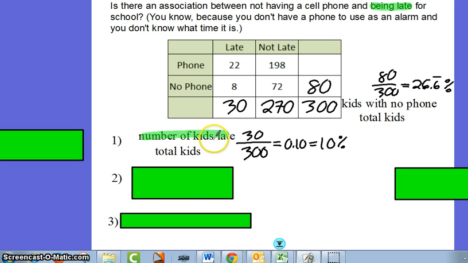So again, I'm starting off with number of kids late. If you need to go back to the other video and re-watch it to figure out what goes here, go ahead and do that. And then after you've done that, go ahead and play the next video to see how you did.